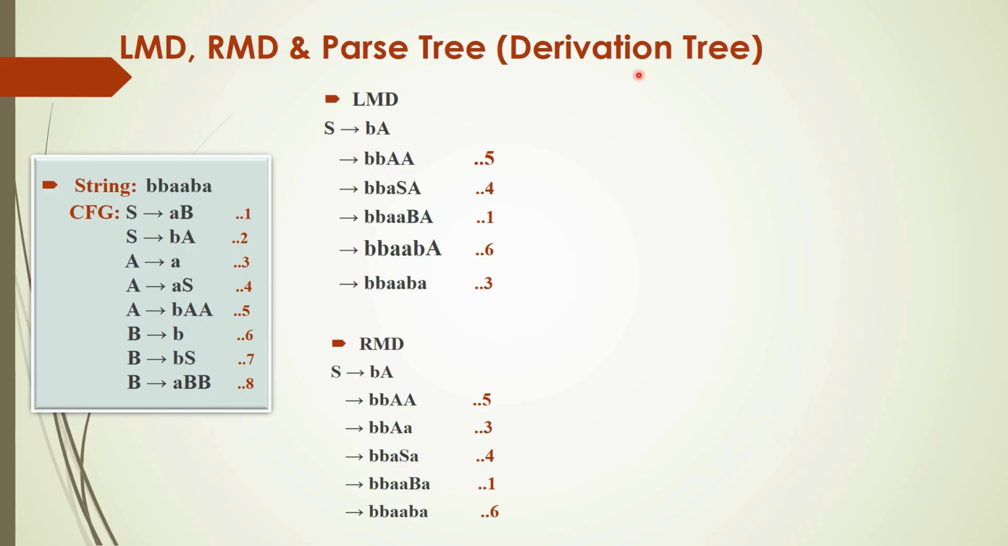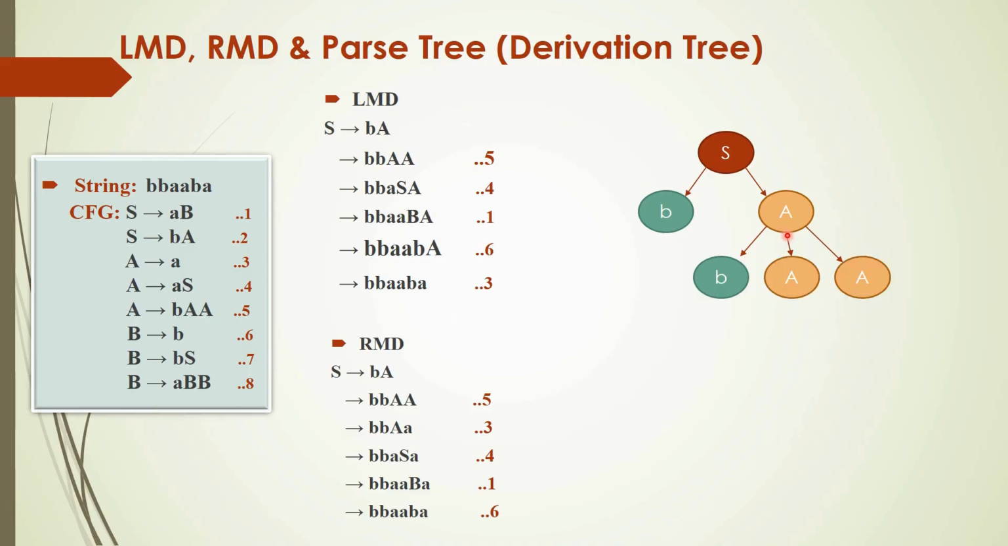Now let's generate a derivation tree or a parse tree. We have to start from the starting symbol S, as our string starts from b, correct? So we have to start from this rule only. So that's why I am substituting this S as a, b and a. Now we are going to substitute this A as something like baa. So that's why we substitute this as a ba.